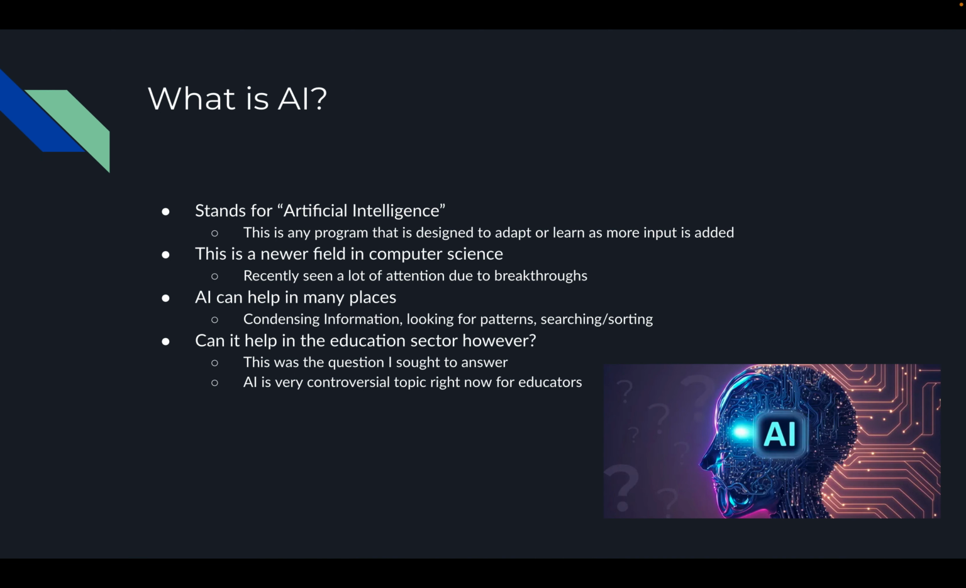So just diving right into this, what is AI? AI stands for artificial intelligence. This is specifically any wide range of programs that are designed to adapt and learn. There are many different types. Many of you have probably heard of deep learning algorithms and different things like that. They're all under the blanket term of artificial intelligence, which is just, as stated before, programs that are designed to adapt and learn as more input is added. So as you keep throwing in more pictures or more information or whatever it is, the data, it should keep learning and adapt its output each time.